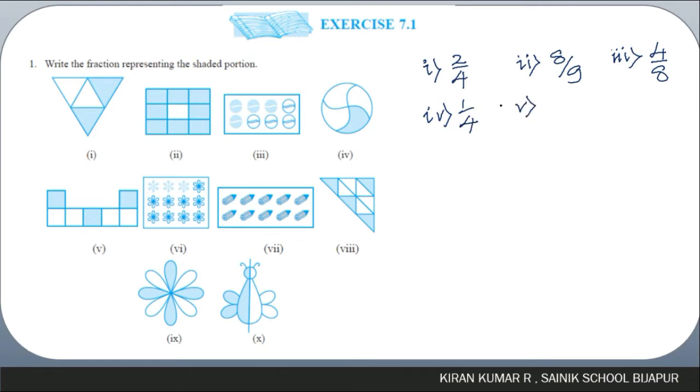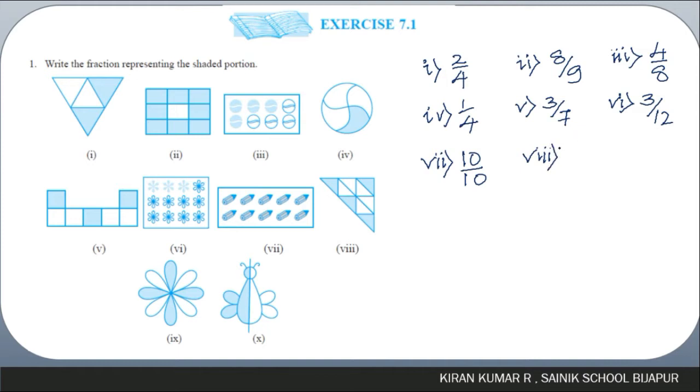In the fifth one, totally we have 7 parts. Out of 7 parts, 3 parts have been shaded, so the shaded portion represents 3 out of 7, 3 by 7. In the sixth one, there are totally 8 flowers. Out of the 8 flowers, only 3 flowers have been shaded, so 3 by 8 is the fraction. Look at the 7th one. In the 7th one, totally there are 10 pencils and all those pencils have been shaded, so 10 by 10 is the fraction representing that shaded portion.